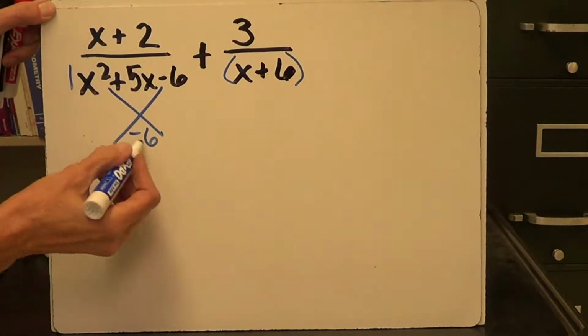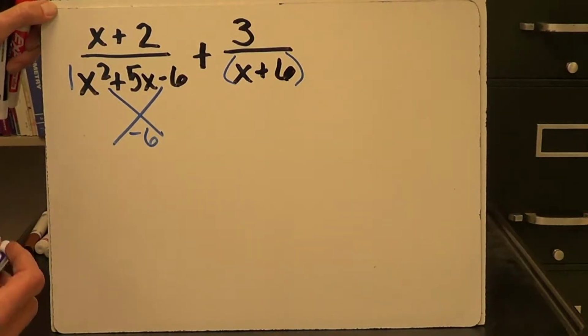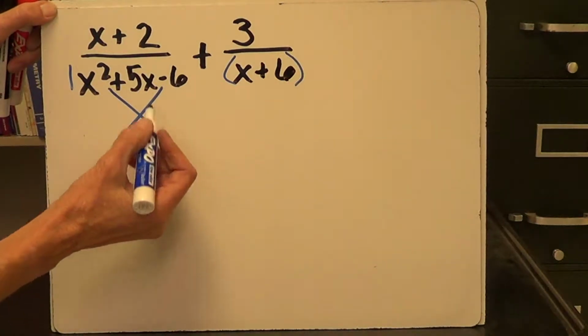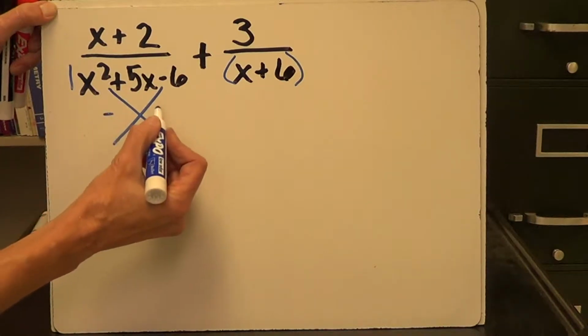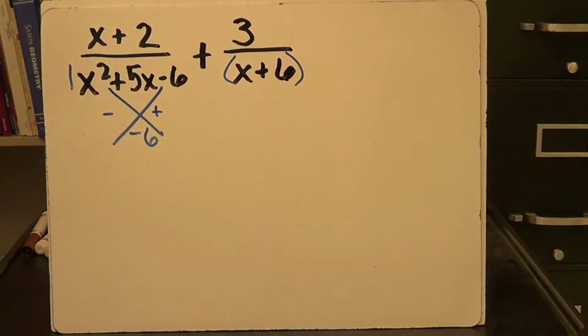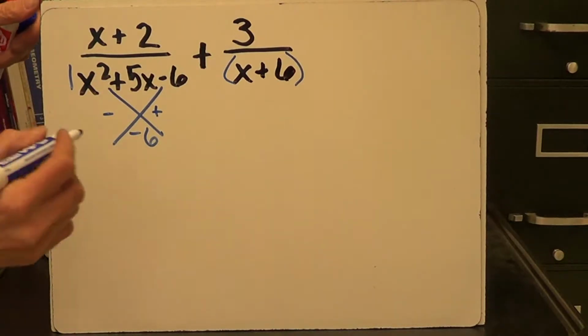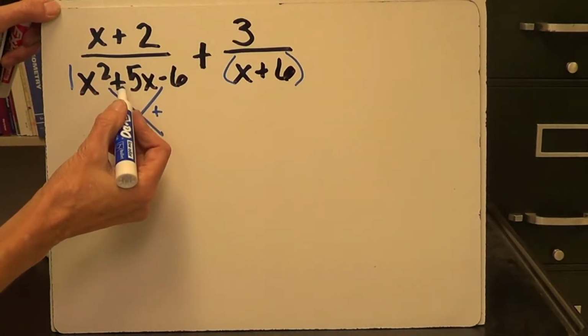1 times negative 6. Negative 6. So what multiplies to be negative 6 and adds, well, because it's a negative 6, one has to be negative, one has to be positive. So they would be subtracting to make 5. Hopefully you said 6 and 1. Which would be the positive?